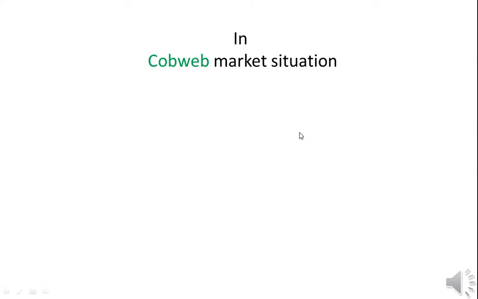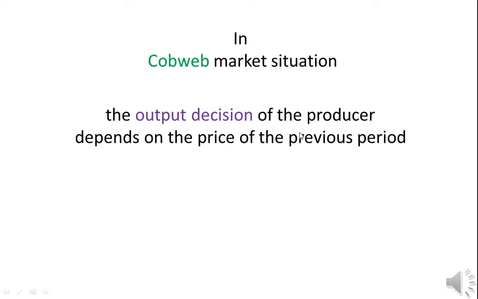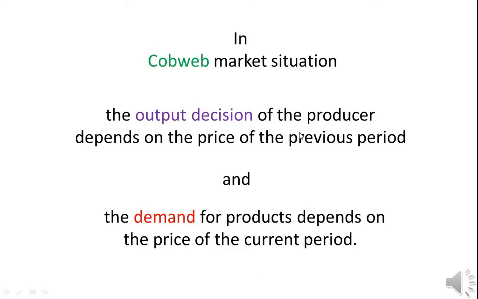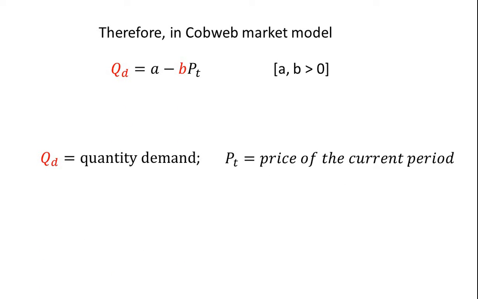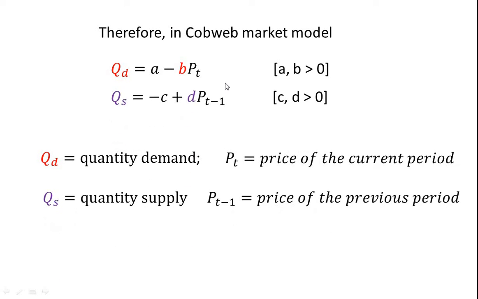In the Cobweb market situation, the output decision of the producer depends on the price of the previous period, and the demand for products depends on the price of the current period. Therefore, in case of linear demand and supply functions in the Cobweb market model, the quantity demanded QD is equal to a minus b Pt, where Pt is the price of the current period, and the quantity supplied QS is equal to minus c plus d Pt minus 1, where Pt minus 1 is the price of the previous period.